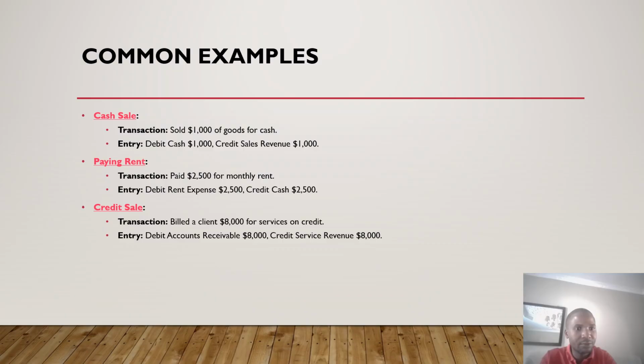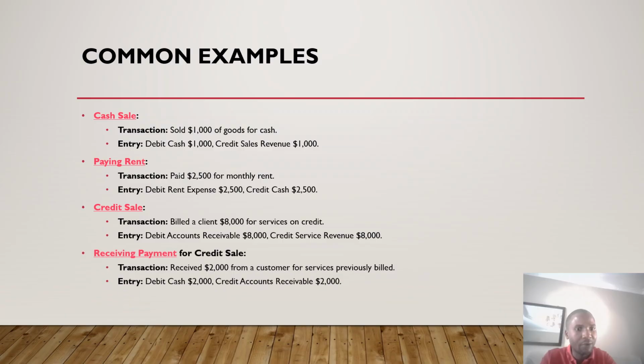And then supposing we also have a credit sale, so we bill the client $8,000 for service on credit. This transaction will affect two accounts, the revenue account. An increase in the revenue account is a credit entry. So we're going to credit the service revenue and debit our asset of accounts receivable with the same amount.